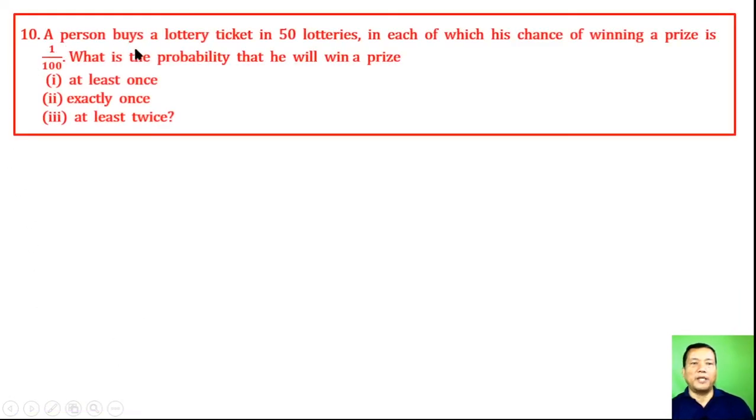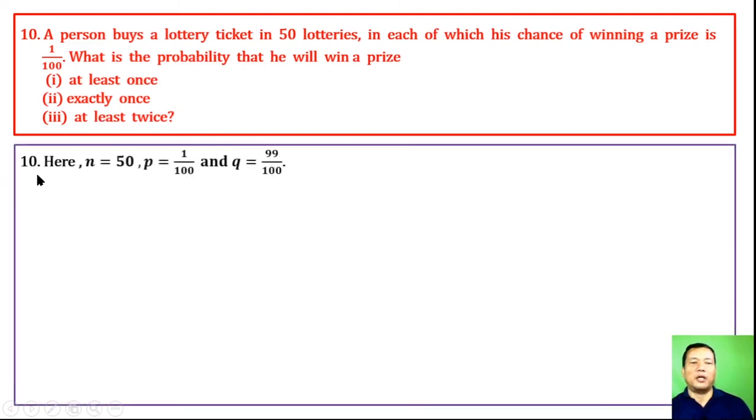A person buys a lottery ticket in 50 lotteries, in each of which his chance of winning a prize is 1 by 100. What is the probability that he will win a prize? At least once, exactly once, at least twice. Here, n is 50, p is 1 by 100, and q is automatically 99 by 100.